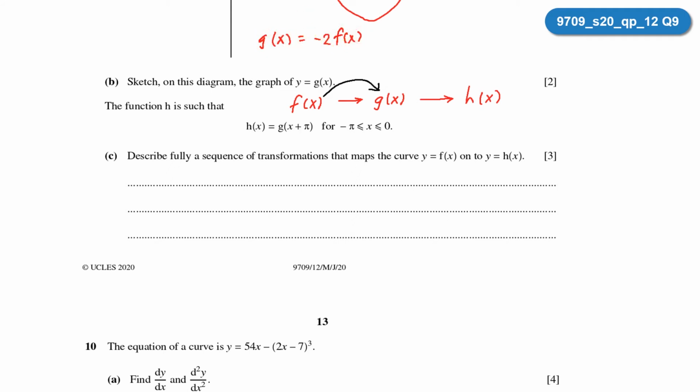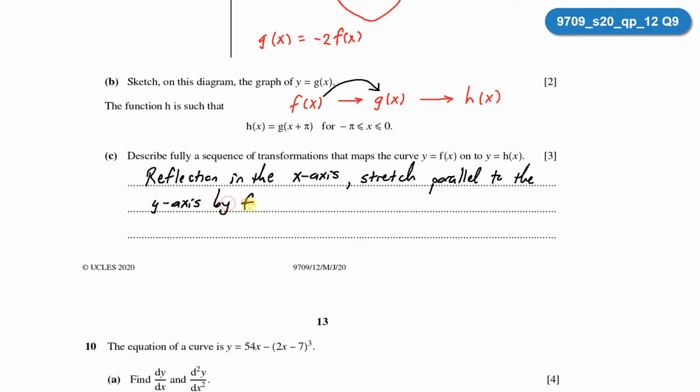So we said this represents a reflection in the x-axis, that's represented by the negative sign, and also followed by a stretch parallel to the y-axis by factor of 2.